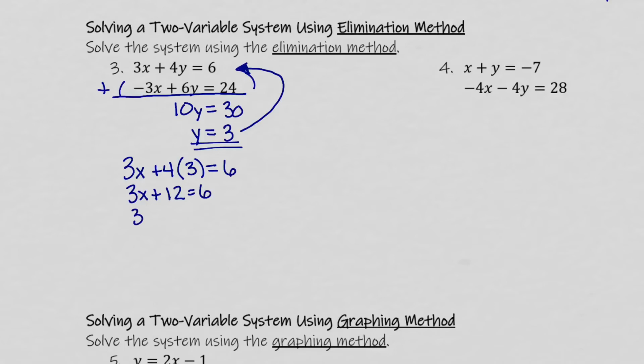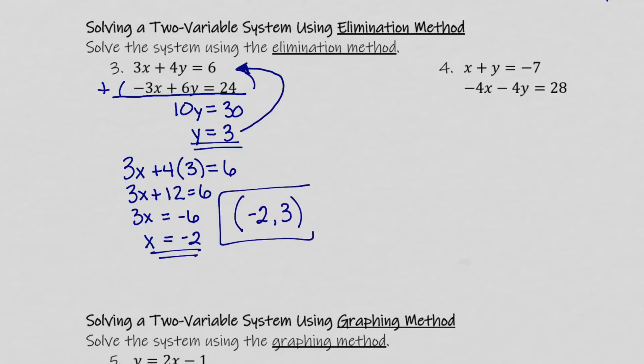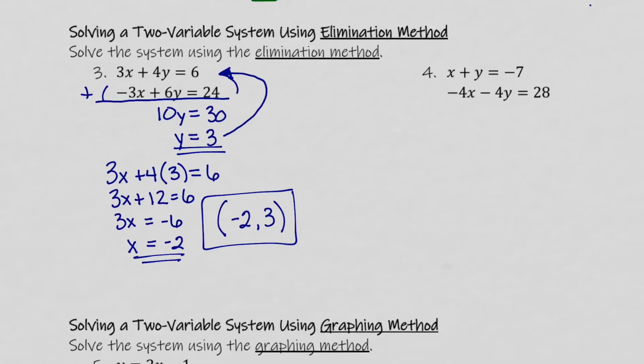Subtract 12 from both sides. So 3x equals negative 6. Divide both sides by 3, and I get x is negative 2. You do not leave your answer like this. You need to write your answer as a point. So that means if I were to graph both of these equations, they would intersect at the point negative 2, 3. All right, let's come over to number 4.